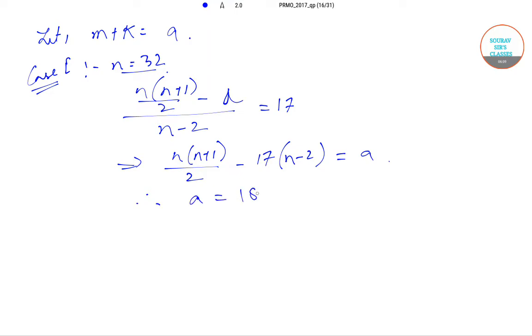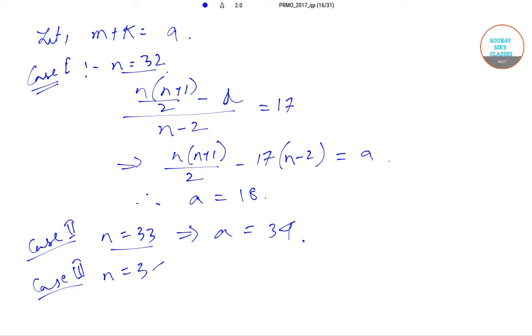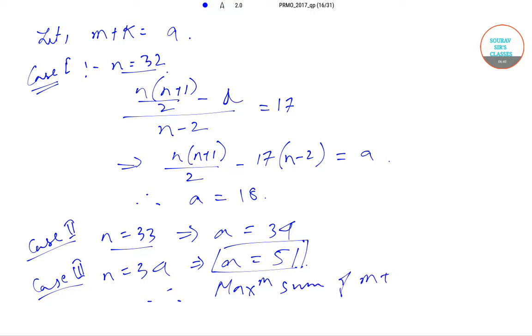Now if we put the value of n equal to 32, that gives us a equal to 18. Similarly, case 2, if we put n equal to 33, then a will be equal to 34. And in case 3, n equal to 34, we get that a will be equal to 51. As you can see, the maximum value of a is 51. Therefore the maximum sum of m and k will be equal to 51, which is the answer that we are looking for.